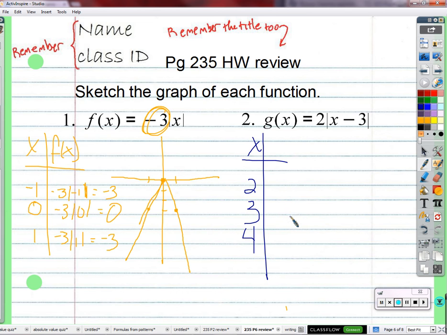Or I might know that it's going to move to the right 3, it's going to be twice as steep, the right side is going to have a slope of 2, the other side is going to be the mirror, and I could draw it that way. But if at least I know where the center is, left or right, then I can move around the center and find some points very easily.